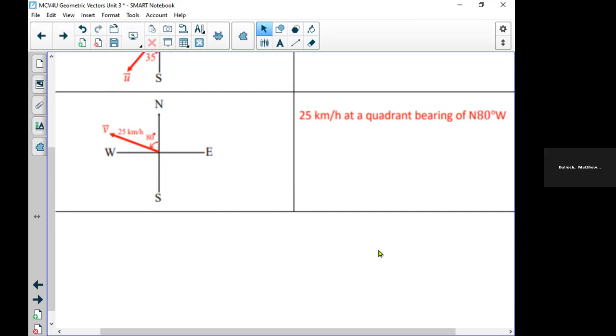When you're representing a quadrant bearing, is north or south always going to be the first direction? Yes. The second one will always be east or west, depending on which quadrant you're vectorizing. We would never write west, then 80 degrees, then north. It's always north or south, then east or west. Good questions.